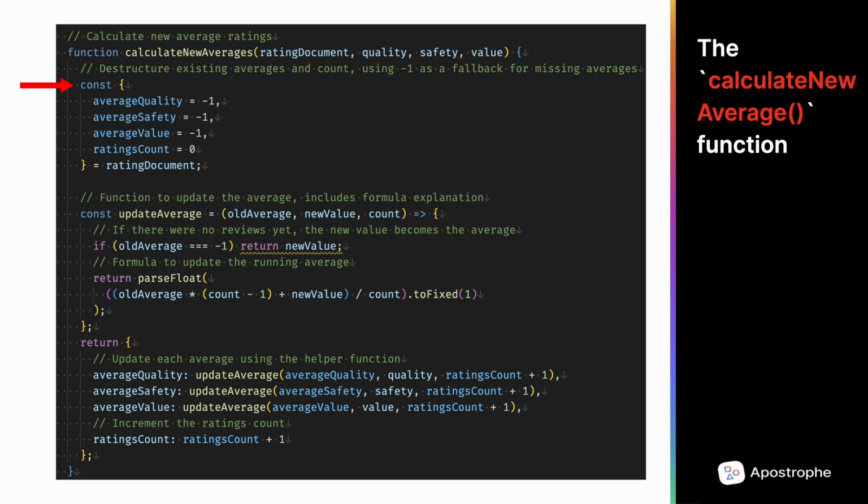If they don't already exist, we set them to -1. We also get the current number of ratings that have been submitted and default to 0 if the field doesn't exist. Next, we create a helper function, update average, to calculate the running average from past values. Finally, we return new averages for each of the sections and an incremented count of submitted ratings.